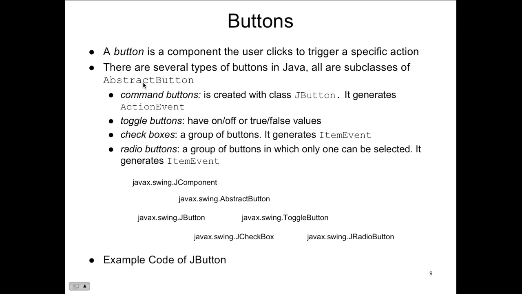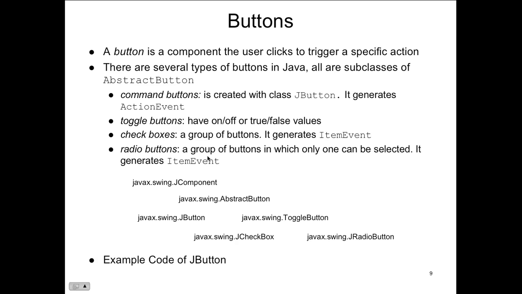So we can create buttons with pictures, buttons with text, buttons that are highlighted. They have all sorts of different effects. They're all abstract buttons, I should say. A command button is generated with a JButton. It generates an action event. Command buttons are things like hit here to enter, submit, save, open, close, all sorts of different events that might occur with that action event. Toggle buttons have an on or off, or a true or false value. You hit the button to select something, to deselect something.